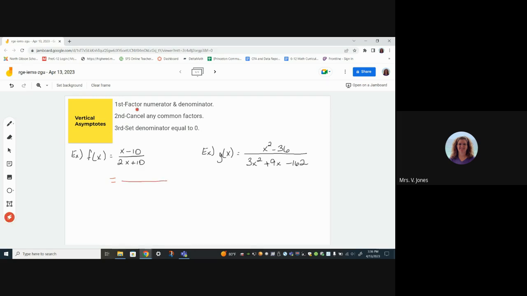So when you're looking at x minus 10, that does not factor any farther, so I'm just going to write it down again. Then we're going to look at the denominator. All right. You always look for a GCF first. You can actually divide both terms by 2. So we're going to pull out that 2. So 2 is a factor.